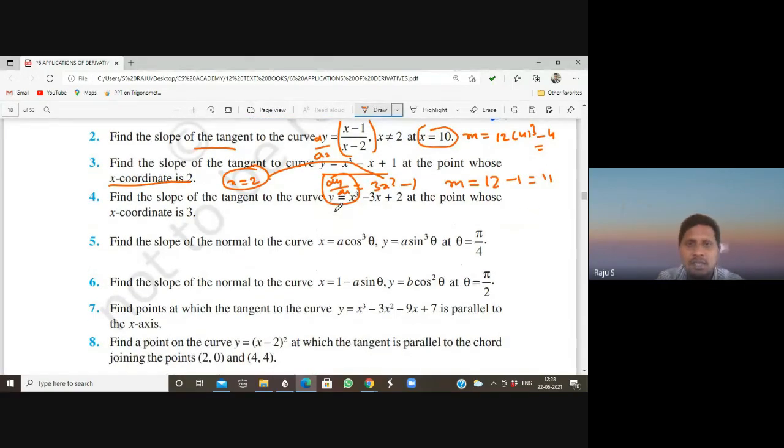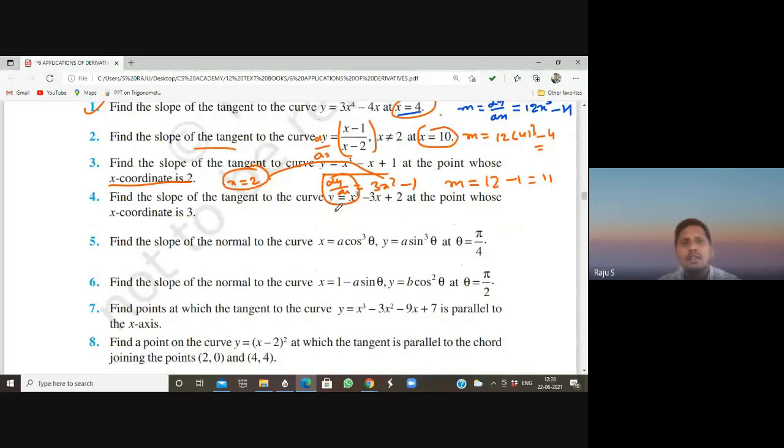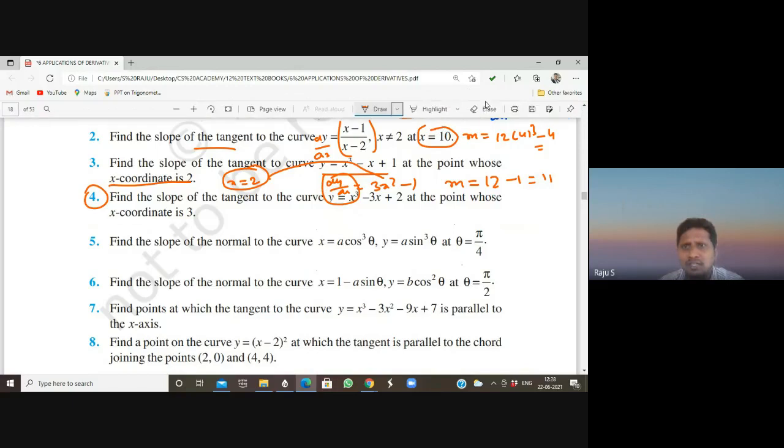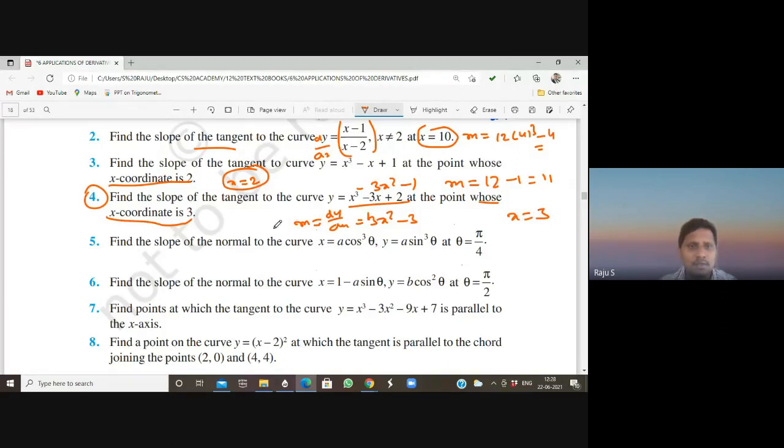I'll explain you once again, but I'm giving some idea to do this. Fourth question also, find the slope of the tangent. Once again, I'll explain you, nothing to worry, right? Find the slope of the tangent to the curve. Again find dy by dx. Dy by dx is 3x square minus 3, that's all. But slope, I always said, is the numerical value, whose x coordinate is 3. X coordinate is nothing but x is equal to 3, you can substitute. That's all. That is the slope.